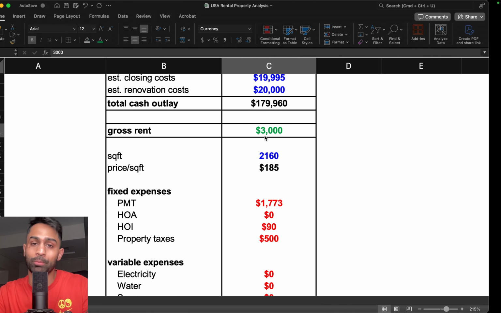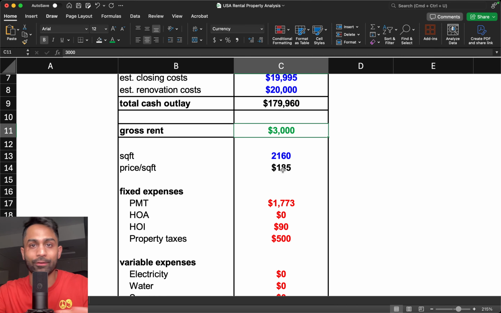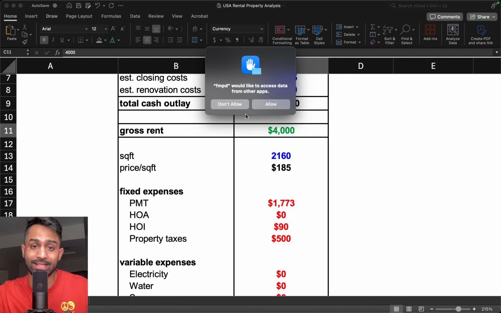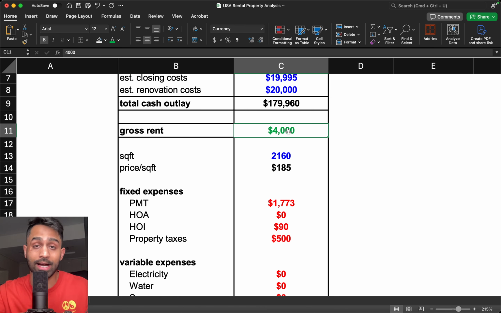So for both units, it's going to be closer to $4,500 to $4,600. Now, just to be on the safe side, I'm going to put in $4,000. That's $2,000 per unit per month. Okay, so $4,000 for the entire property. Basically, that's 2 units, so $4,000 gross rent.